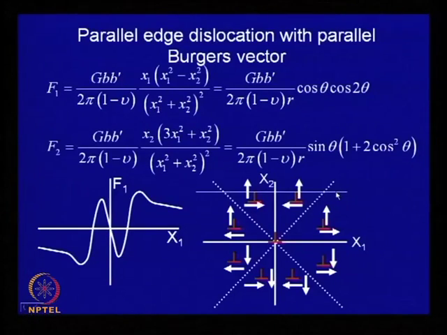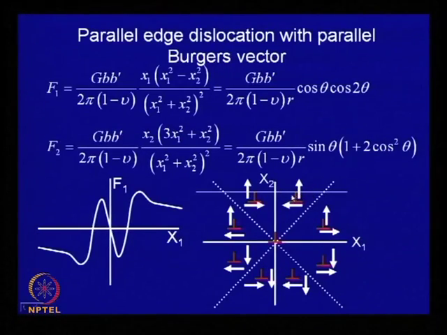If you go this side, there will be repulsion, but if you come here, in that case x1 is less than x2. So, therefore, F1 is negative. So, it is pointing towards this direction. If a dislocation is located here, there is a glide force, and you do not need much force to move a dislocation.